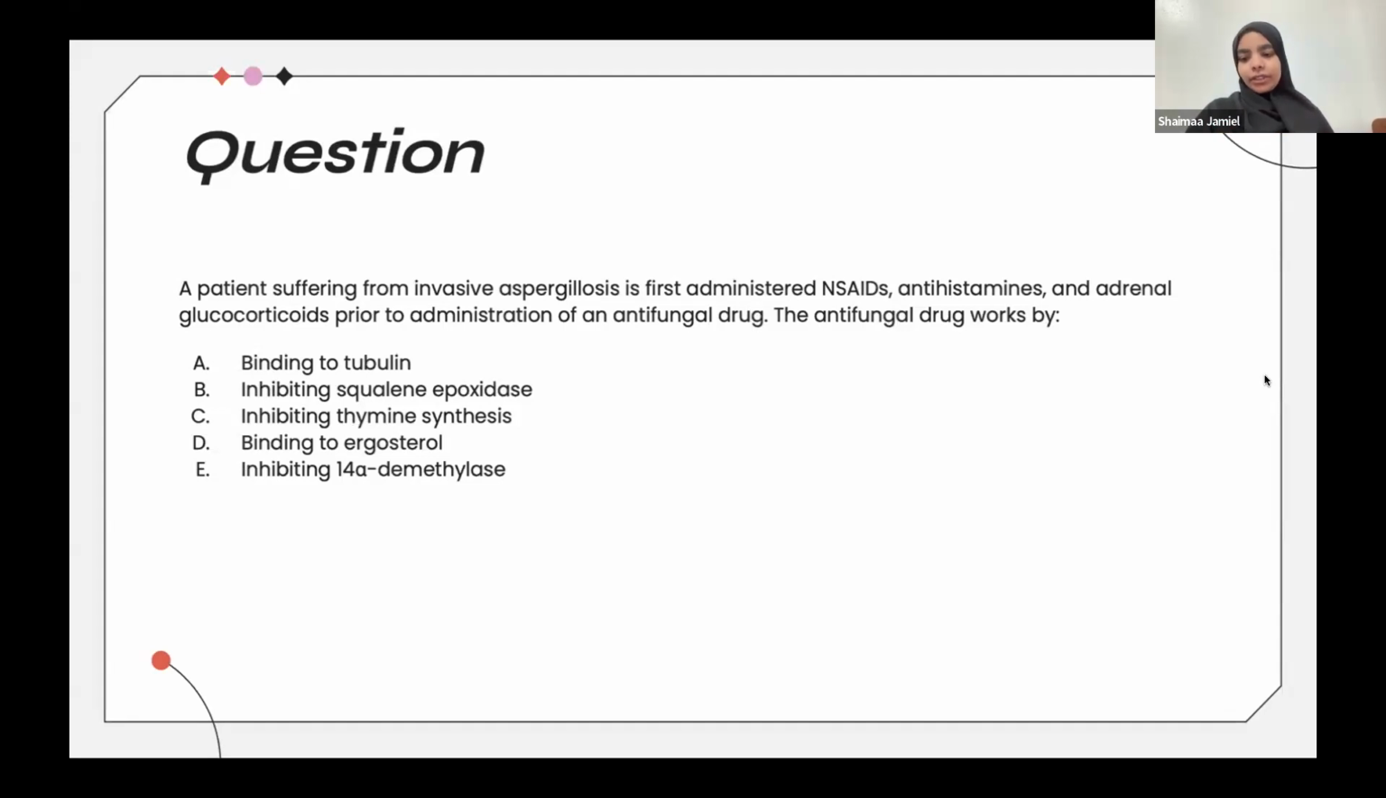Okay, which one inhibits thymidylate synthesis? Flucytosine. It gets converted to what molecule? Using what enzyme? 5-fluorouracil. And the enzyme? Cytosine deaminase. Yeah, flucytosine, cytosine deaminase. Okay. And the last one, which one inhibits 14-alpha demethylase? Azoles, yeah. Ketoconazole, fluconazole. Okay, so correct.